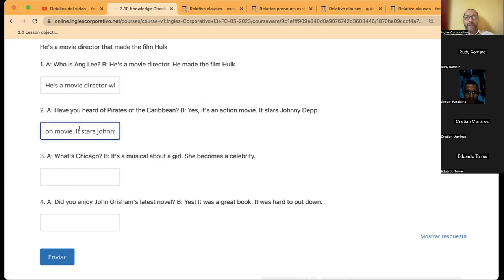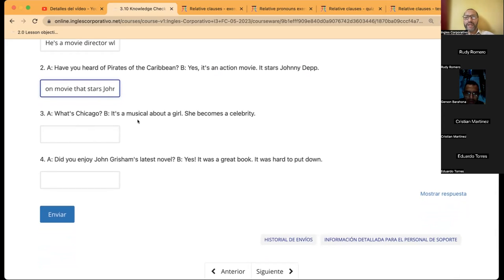So how do we join the two sentences? That. Okay. So that. I eliminate it and I put in that, only that. That's it. Okay. Let's try the next one.